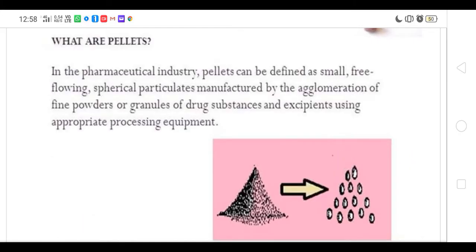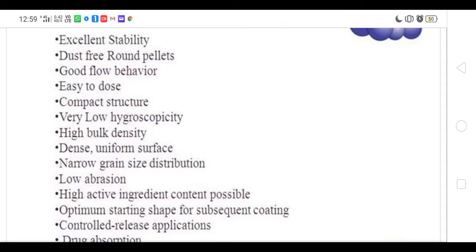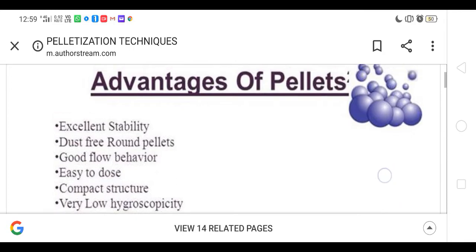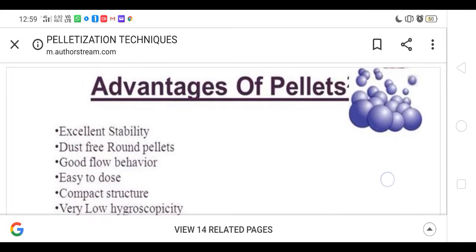What are pellets? They are small, free-flowing, multiparticulate systems which are manufactured by agglomeration of fine powders or granules, which include drugs and their excipients, using appropriate equipment. So what are the advantages of pellets over other dosage forms?